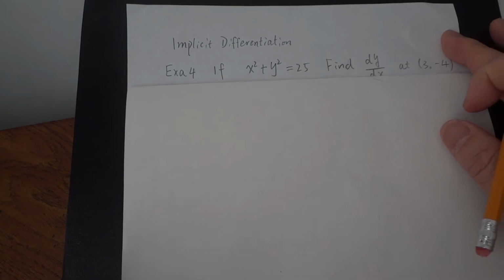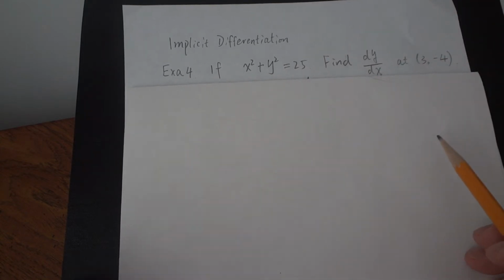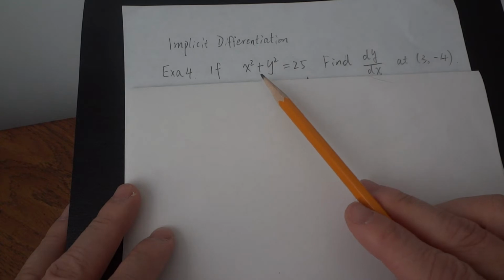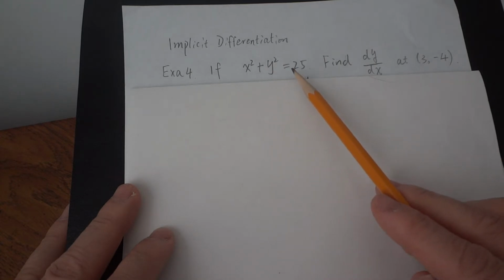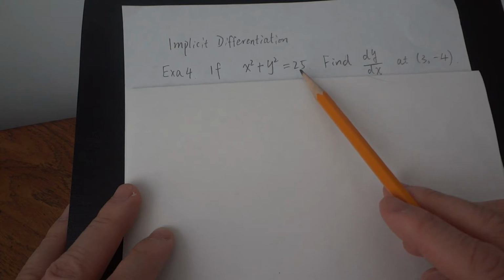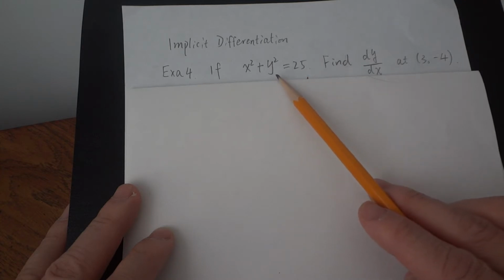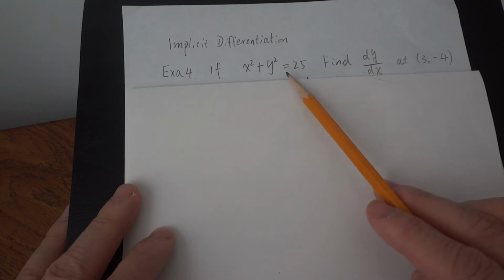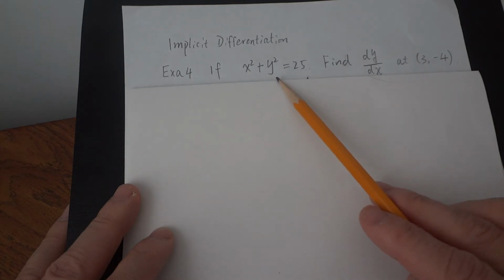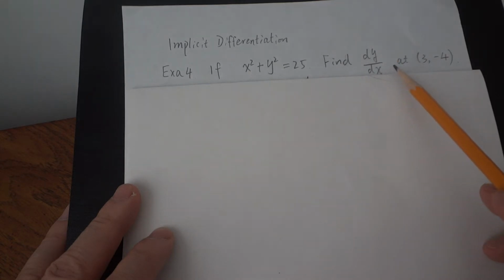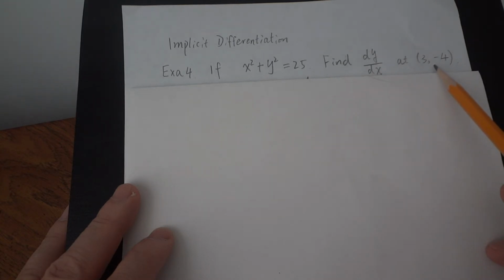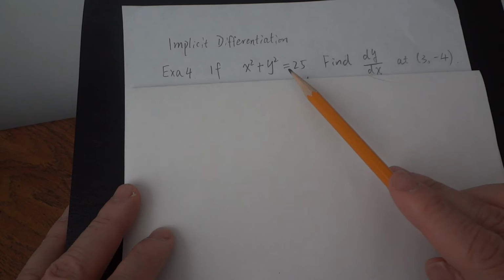Let's look at an example. Suppose we have an equation x squared plus y squared equals 25. Therefore, this implicitly defines y as a function of x, so y equals f(x). We want to find the derivative of y with respect to x at the point (3, -4). You can easily check that this particular point (3, -4) is indeed on the curve.